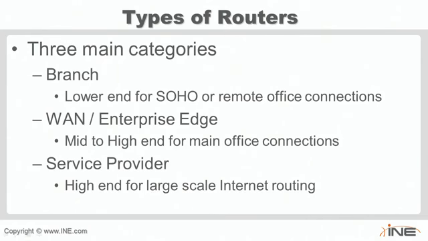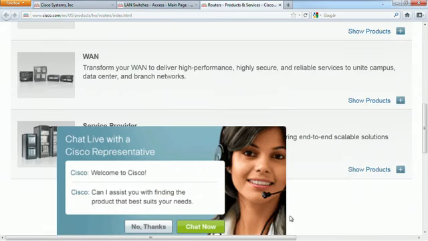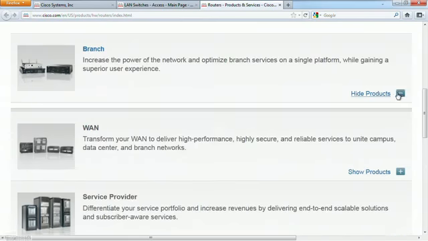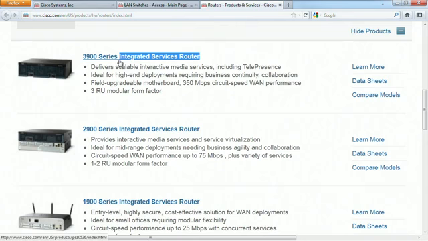Now, if you likewise look at the products, it's going to be separated similar to how the switches work, where we have the branch routers. These would be what they call, the current ones are called the integrated services routers, or the ISRs. This would be like the 1900, 2900, or 3900 series.